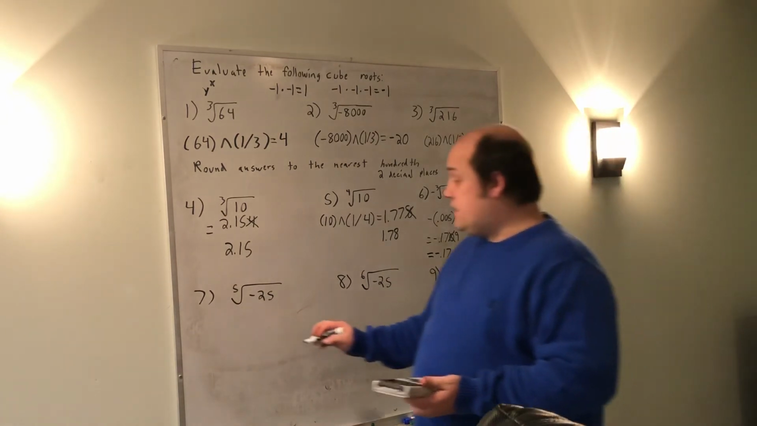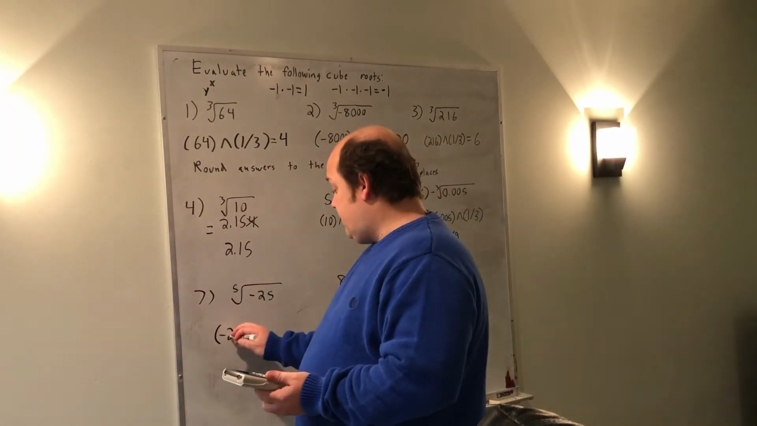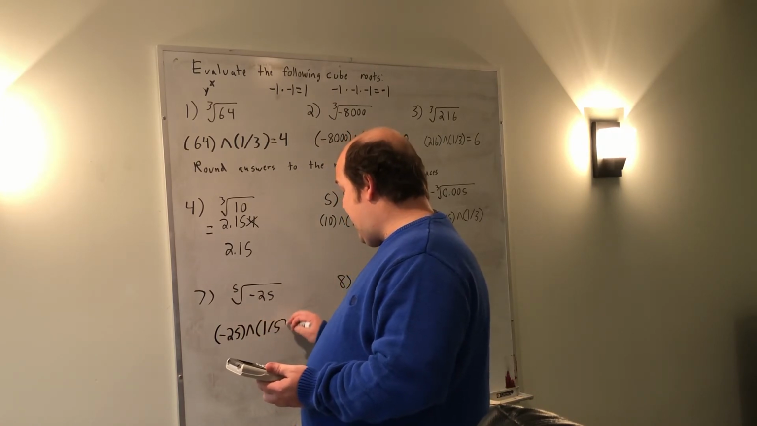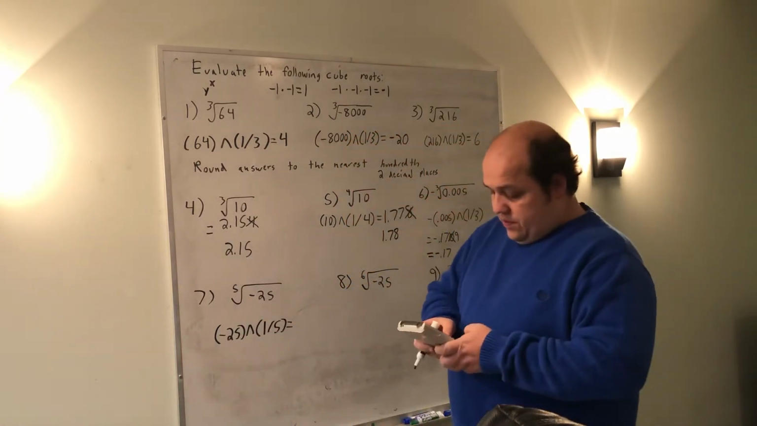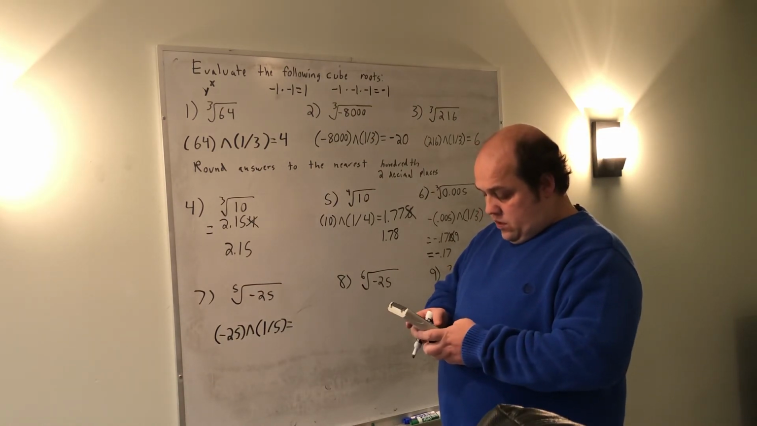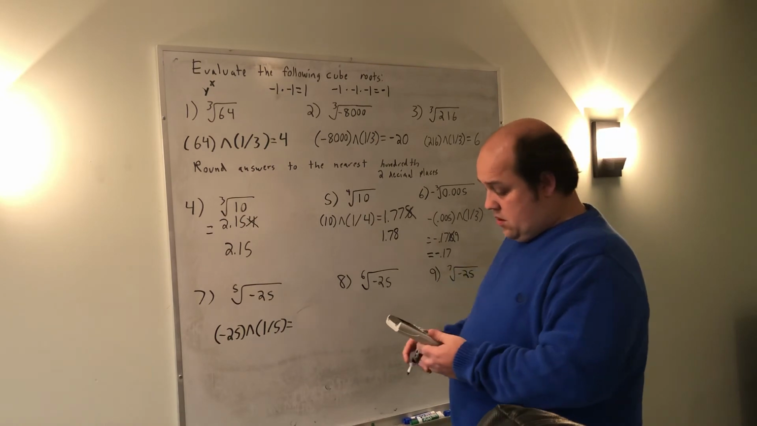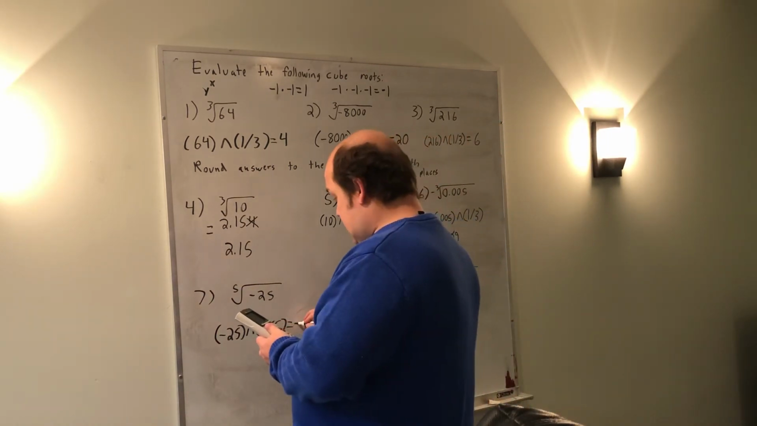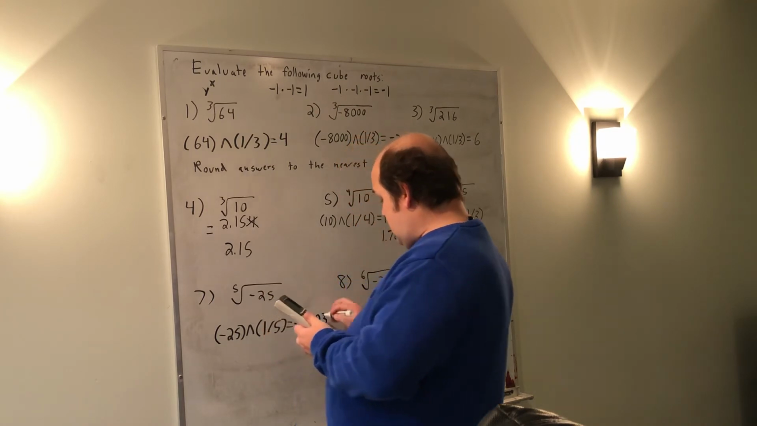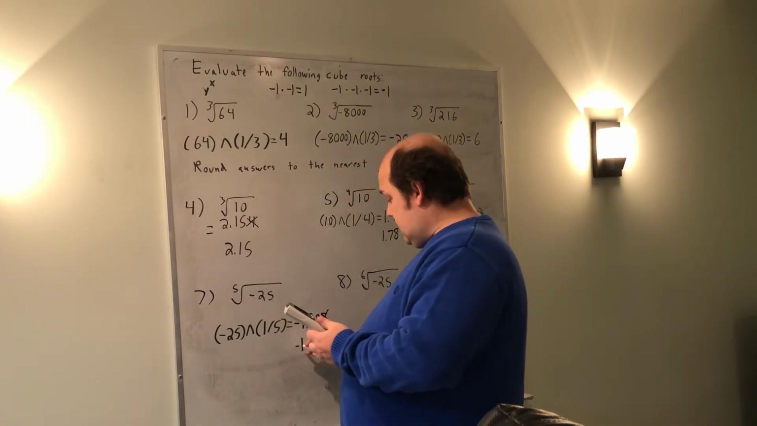For number 7, it's a fifth root, so I'm going to put in negative 25 to the power of 1 divided by 5. When I put that in my calculator, negative 25 to the power of 1 divided by 5, I get an answer of negative 1.903, which just becomes negative 1.90.